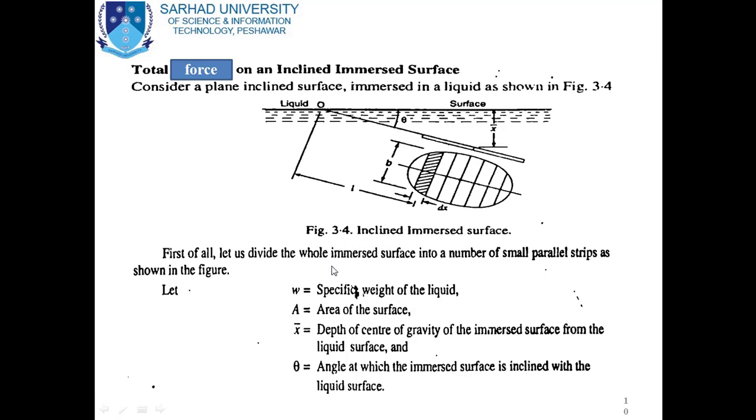First of all, let us divide the whole immersed surface into a number of small parallel strips as shown in the figure. The inclined surface which is immersed in the liquid is divided into small parallel strips, as you can see. Let omega be the specific weight of the liquid, A the area of the surface, x bar the depth of the center of gravity of the immersed surface from the liquid surface, and theta the angle at which the immersed surface is inclined with the liquid surface.